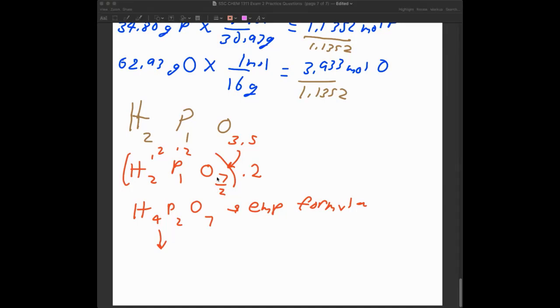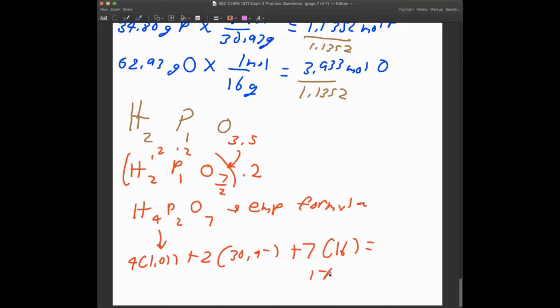So just for the sake of time, I'm going to go ahead and just do that for you all. The way I would find this is I would take 4 times 1.01 plus 2 times, let me go ahead and fetch my periodic table really quickly, 30.97. And then we have 7 times 16. So when we do the math, we have 177.97 grams. So this is the empirical formula mass.